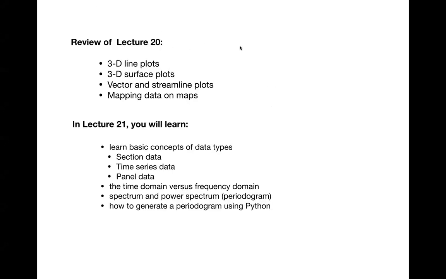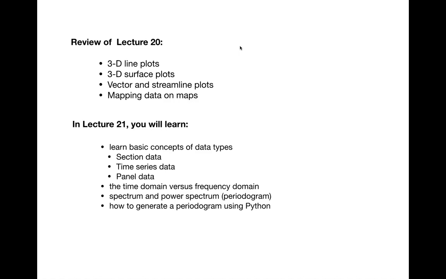In the last lecture, we had fun generating three-dimensional plots, including line plots and surface plots, and in practice, files, and you also tried vector and streamline plots. And we also learned how to combine with libraries like Basemap to map data to maps.